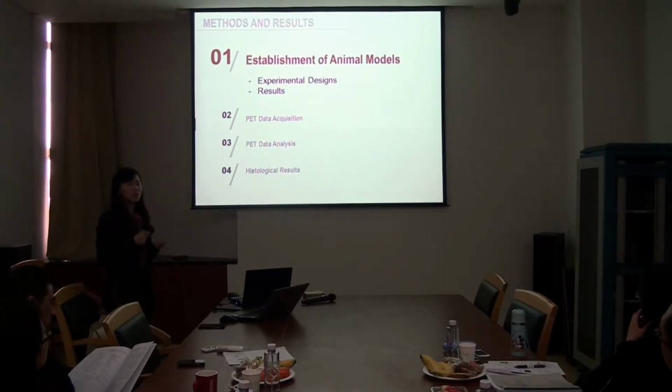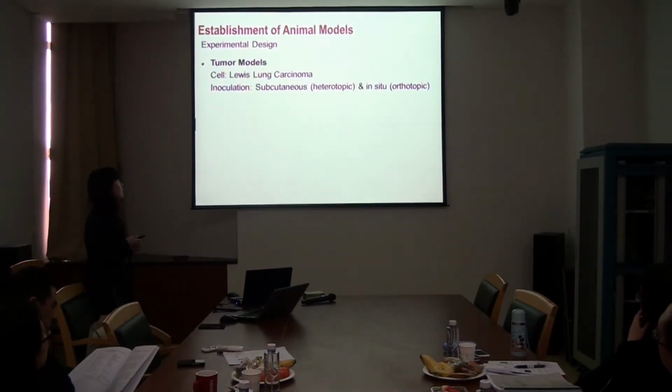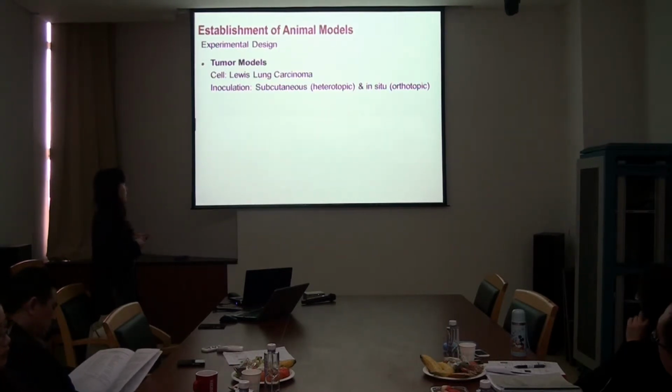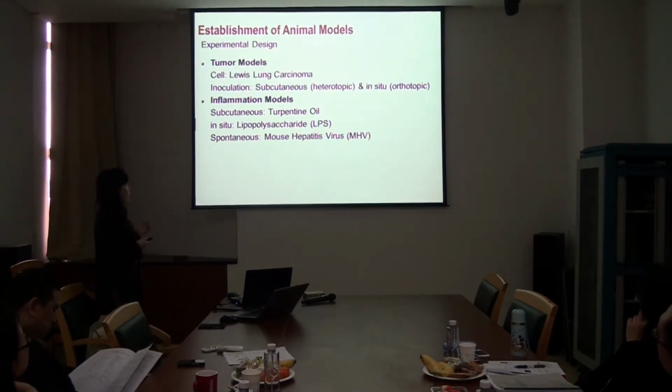Animal models are divided into tumor, inflammation, and activation of brown fat. And here's our experimental design. For the tumor models, we picked the Lewis lung carcinoma cells and divided the animals into heterotopic and orthotopic groups. For the heterotopic group, the tumors are inoculated subcutaneously, and for the orthotopic group, the tumors are inoculated directly inside the lung. For inflammation models, the subcutaneous ones are induced by turpentine oil on the right leg, and the in situ models are induced by dripping LPS into the trachea.